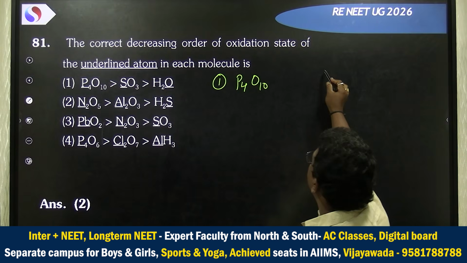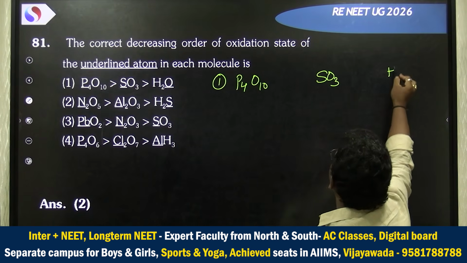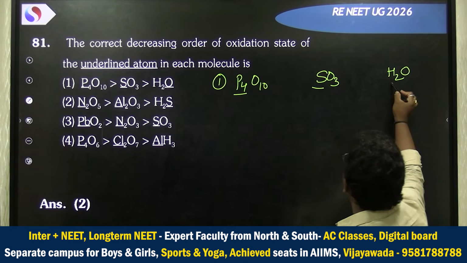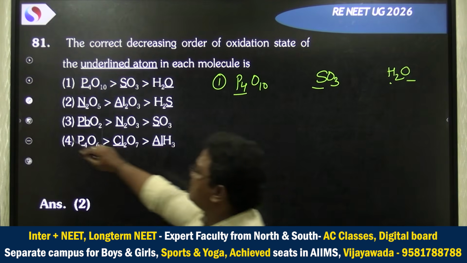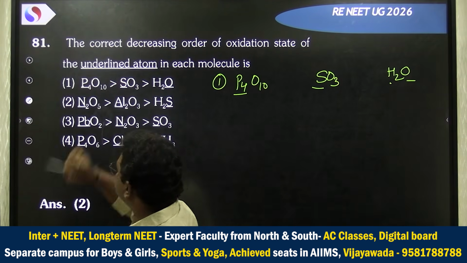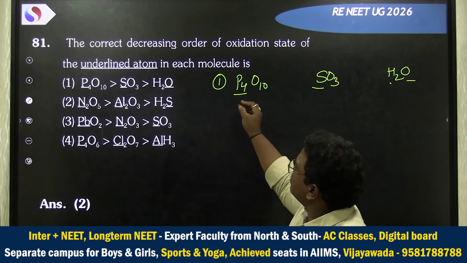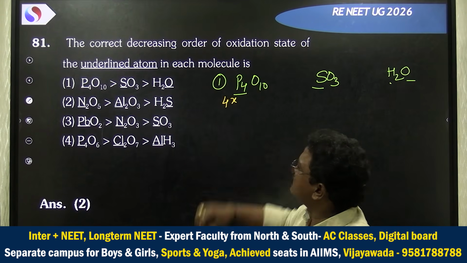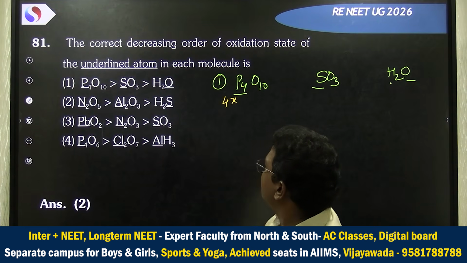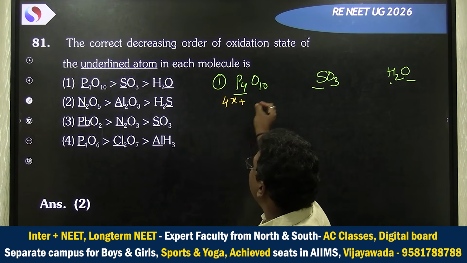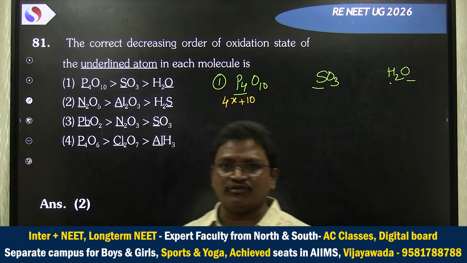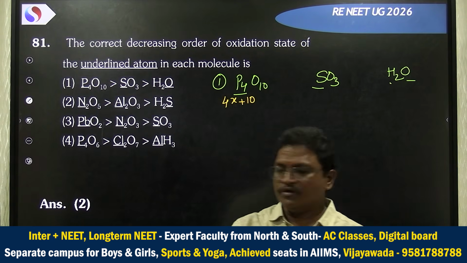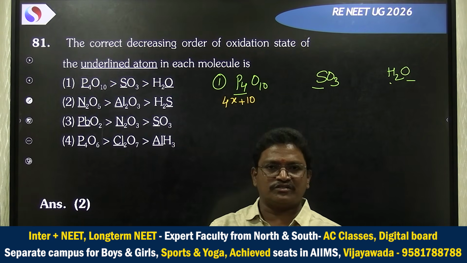P4O10 and SO3 and H2O. This is the first option. ఇక్కడ అండర్లైన్ చేసింది phosphorus, sulfur and here oxygen. Oxidation number calculation method ద్వారా ఈ క్వశ్చన్‌ని ఈజీగా సాల్వ్ చేయొచ్చు. ఇక్కడ phosphorus central atom, how many phosphorus are there? 4. ఎవరి oxidation state calculate చేయాలో దాన్ని X అనుకుంటాను. 4 phosphorus కాబట్టి 4X plus 10 oxygen atoms ఉన్నవి. Oxygen belongs to 6th group, or 16th group.